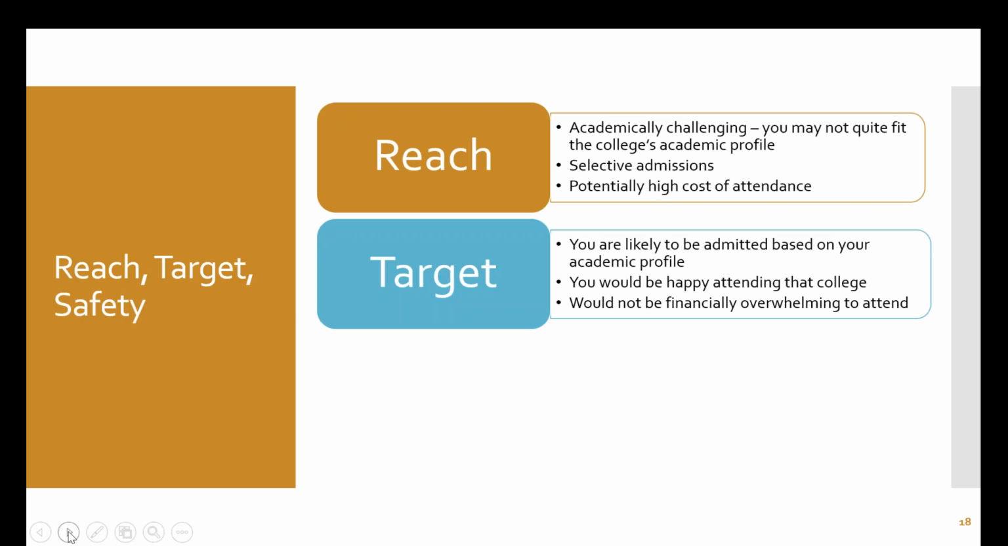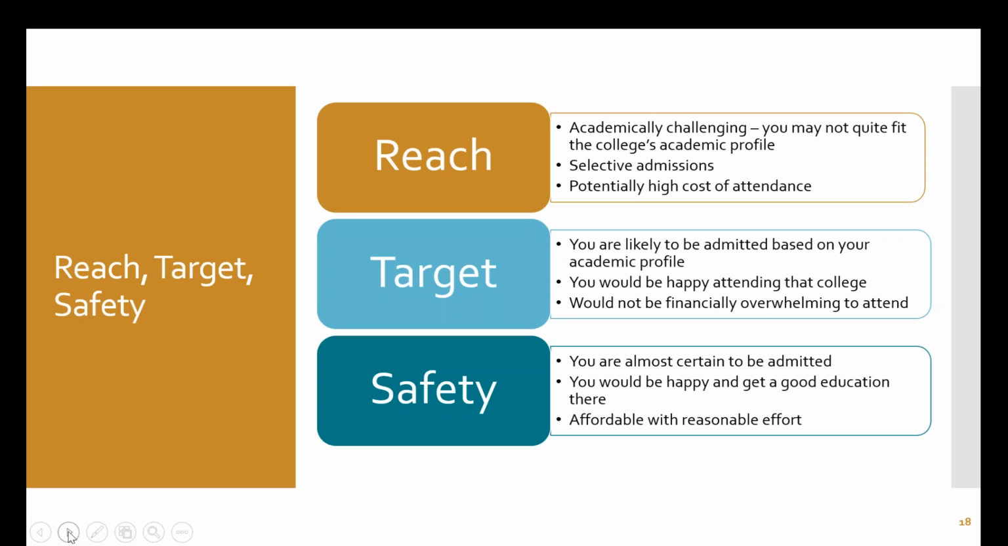for the student. A target school is a school where a student is likely to be admitted based upon the profile. This is not a school that they would settle for, but a school that they are happy to attend, but also would not be financially overwhelming to attend. And then a safety school is a school that they're most certainly going to be admitted to. They'd be happy to go there as well. We want to make sure that no matter the school they apply to, they're happy to go there, and it'd be affordable with reasonable assistance.